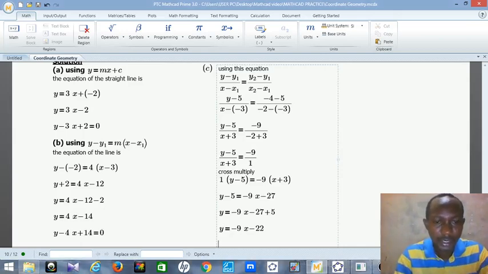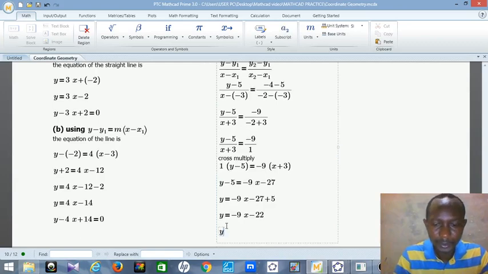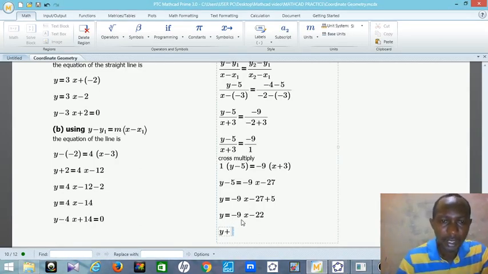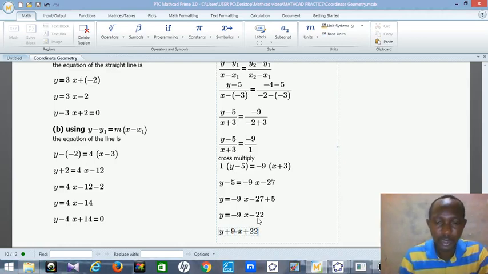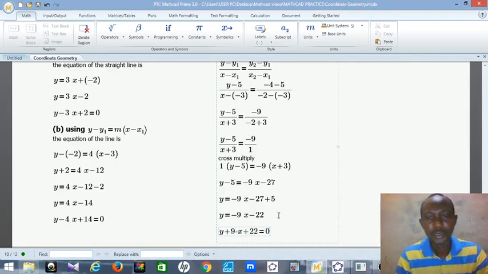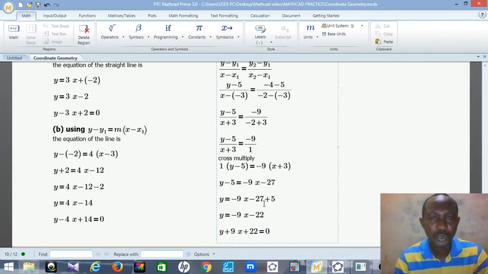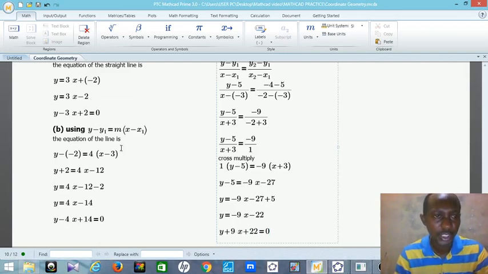Or you can leave it in this other form, which is y, plus -9x will become plus on the other side, so it will now be y + 9x, then -22 will become +22 = 0. So this is the answer. This is all you need to do when they ask you to find the equation of a straight line.